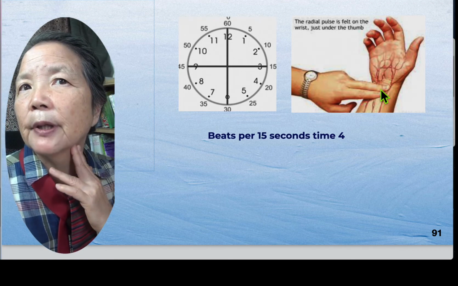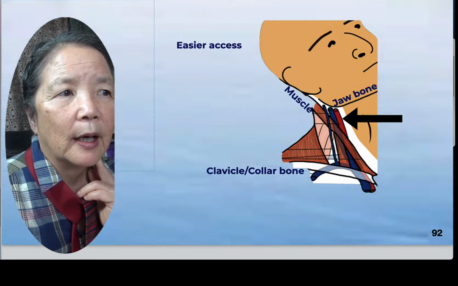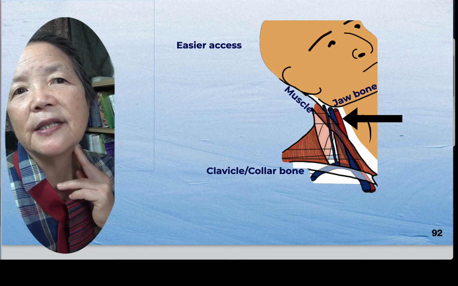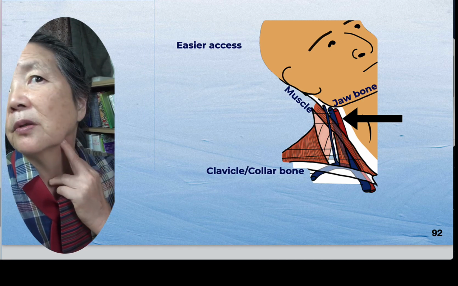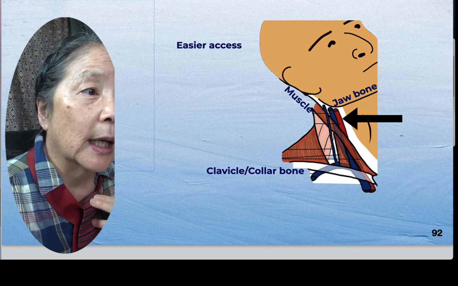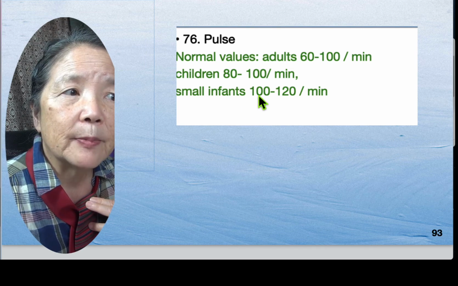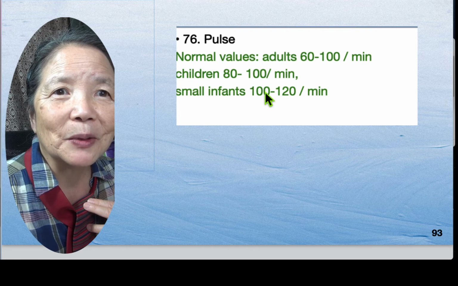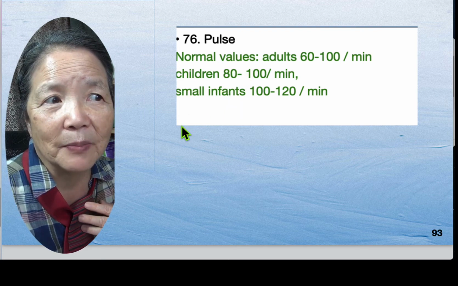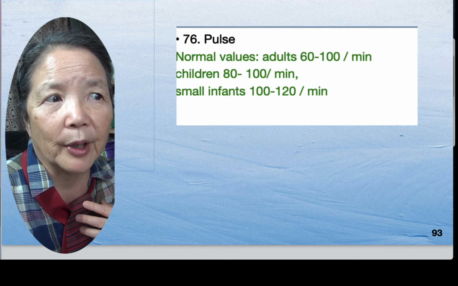But another easy place to measure is underneath the jaw here. I personally find that it's a bigger vein, and it's really easy to locate. Neither of them is very difficult. He gives you some normal pulses. People are not quite as aware of this as the breath, at least in my experience. But probably if they have problems with their heart, they really are much more aware of it.